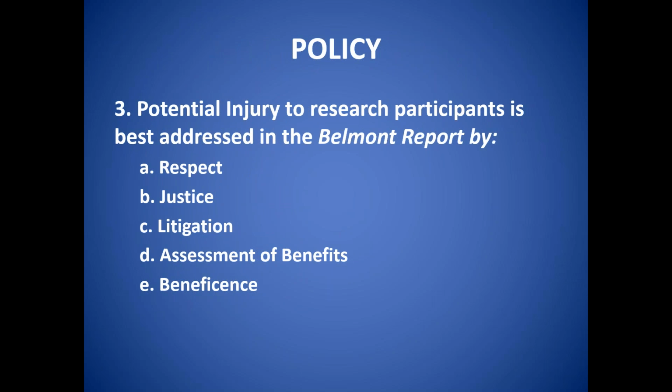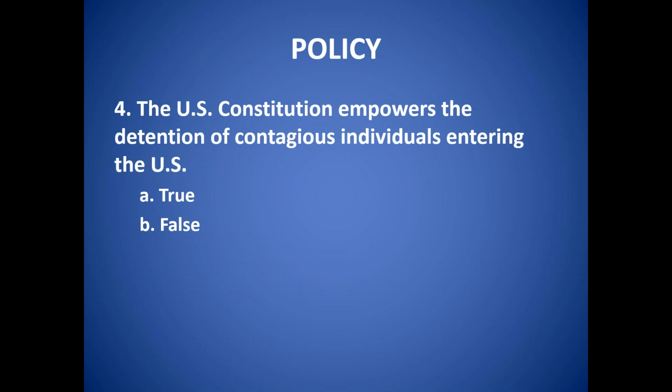Potential injury to research participants is best addressed in the Belmont report by A, respect, B, justice, C, litigation, D, assessment of benefits, or E, beneficence. Okay, continuing on. The U.S. Constitution empowers the detention of contagious individuals entering the U.S., and that's a true or false question.